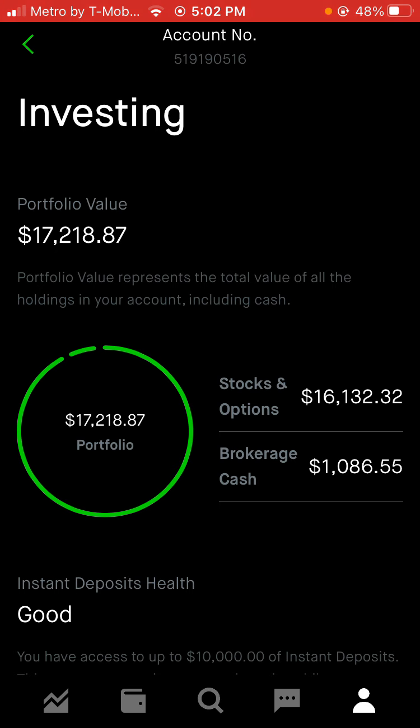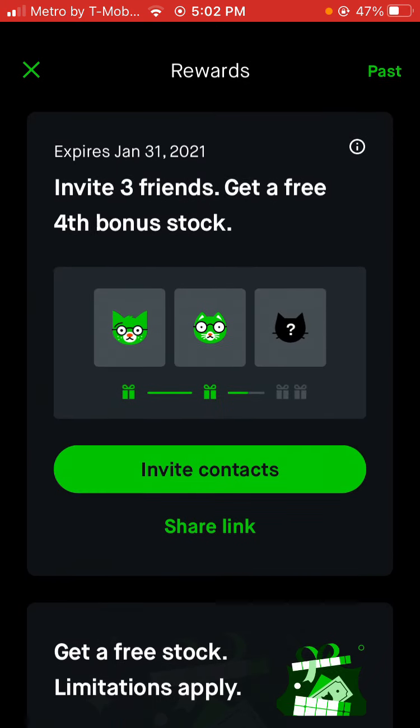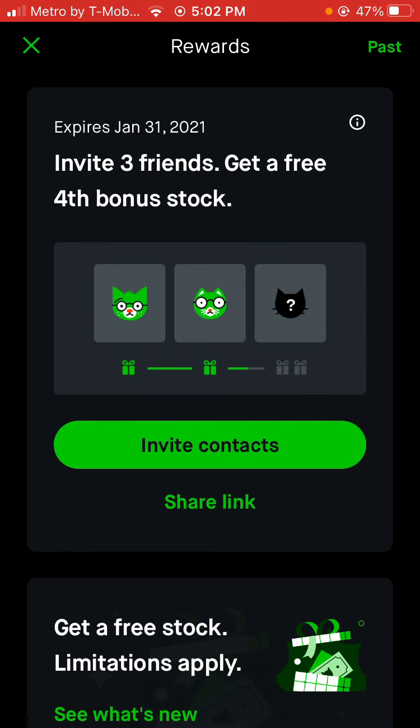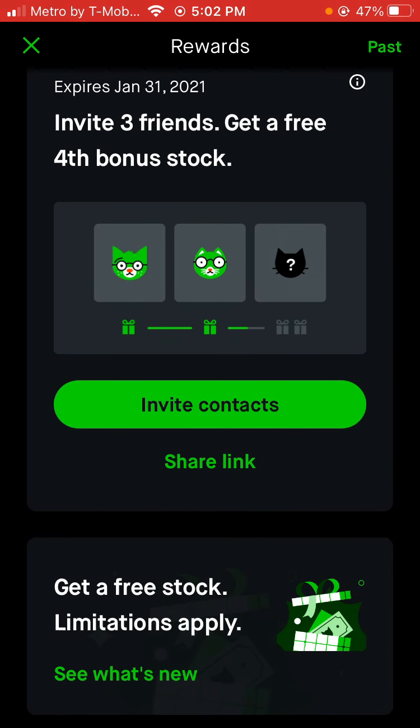So I'll go back to the main menu, which is the button on the left. See my account. And you can invite your friends. I'll go right here. Click on one of these links, invite your friends. They would get a free stock if they sign up, and you would get a free stock. So that's good. I got 2 people to sign up already.